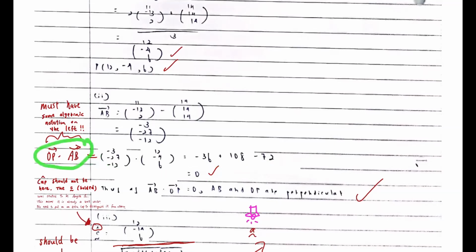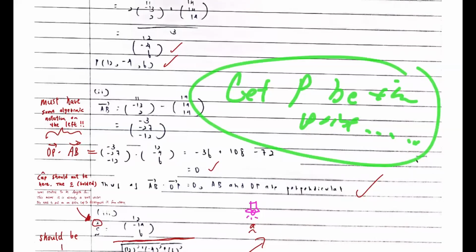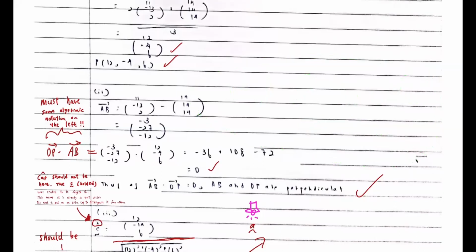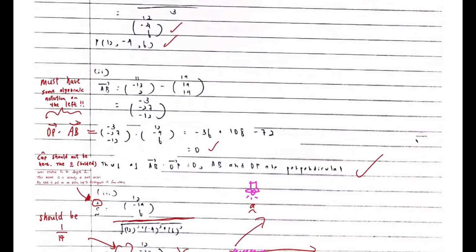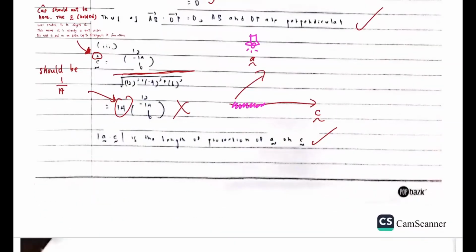If they never give you a letter to represent it, then you have to come up with it yourself. Let P be the point, and so on. Do it yourself, just like secondary school, let X be something, that kind of thing. Okay, that's it. I think the rest of the question is correct.